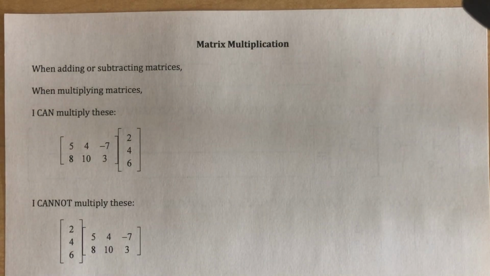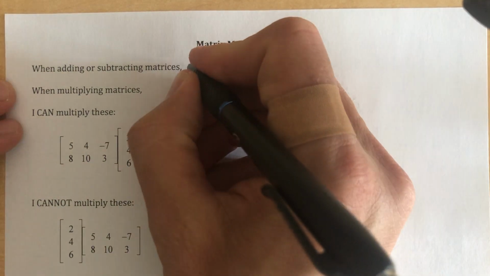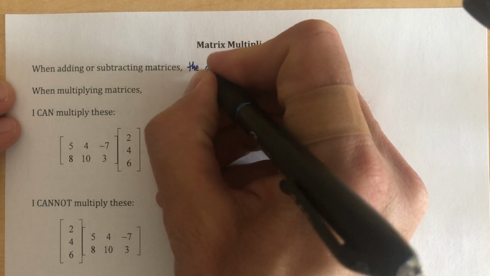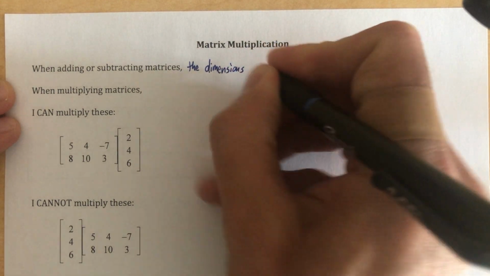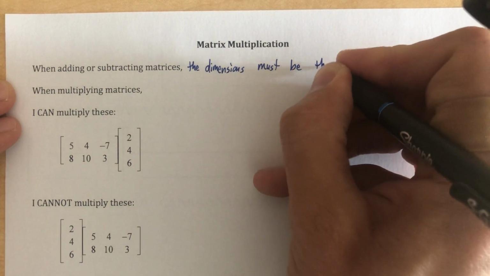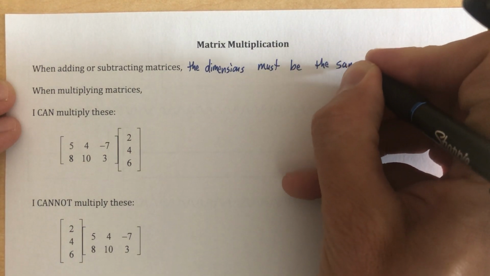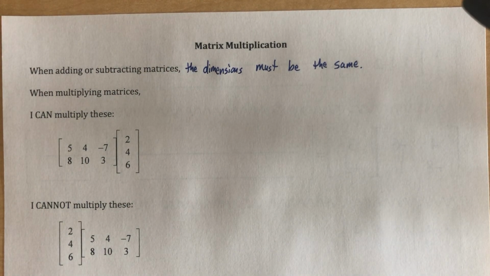But then when I actually have two matrices multiplied together, things get a little bit different. So let's write a couple sentences that'll begin to make some sense of this. And again, quick review. When adding or subtracting matrices, the dimensions must be the same. Okay? But when multiplying matrices, things get really different.